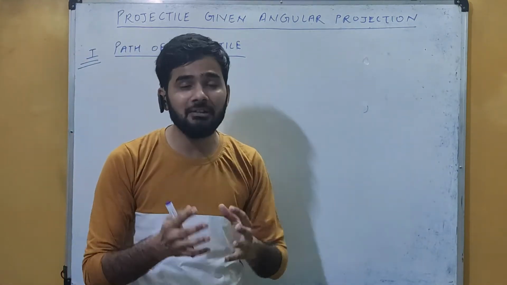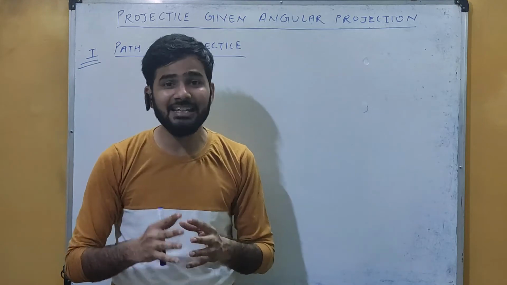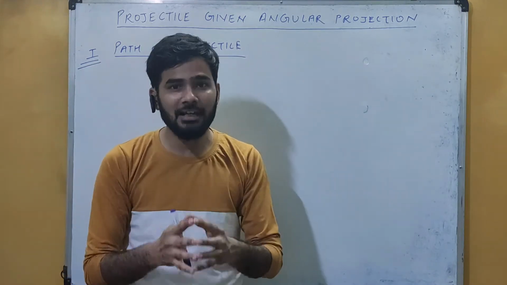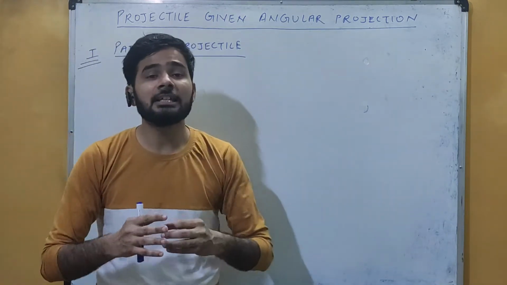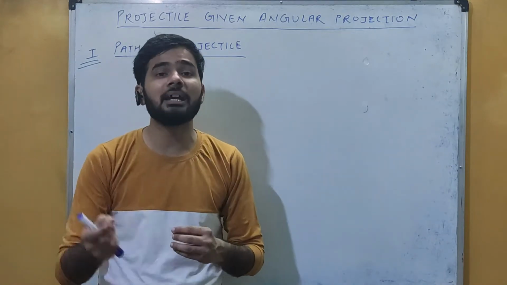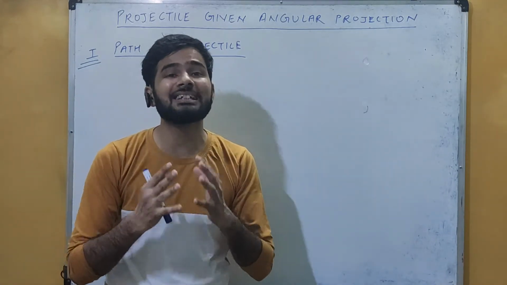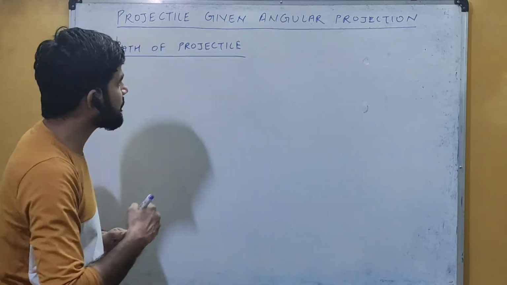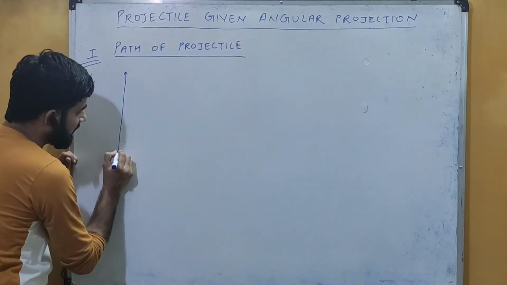As we have seen in the previous case that the path of projectile in case of horizontal projection is parabolic, so here also we have to find what kind of path the projectile has when we give angular projection. For that, first of all we have to draw the diagram for this angular projection.